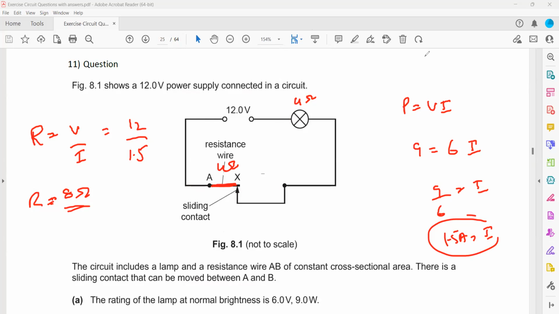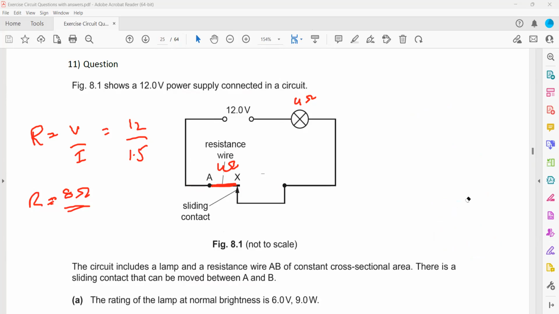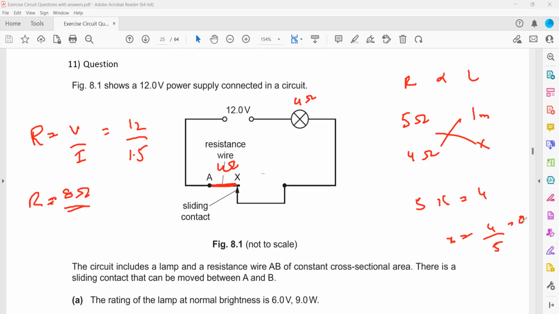And we know that for the wire A and B, resistance and length are directly proportional. The total resistance of the wire was 5 ohm when it had a length of 1 meter. But if we have a resistance of 4 ohm, then how much length should be there? X. We cross multiply. So 5x is equal to 4, or x is equal to 4 divided by 5. So x is equal to 0.8 meter. So from A to X, it should be 0.8 meter.